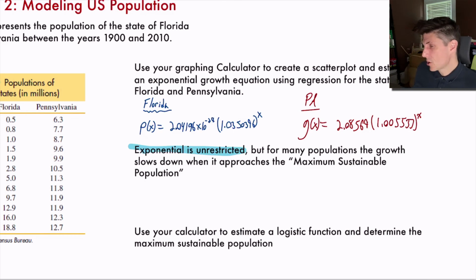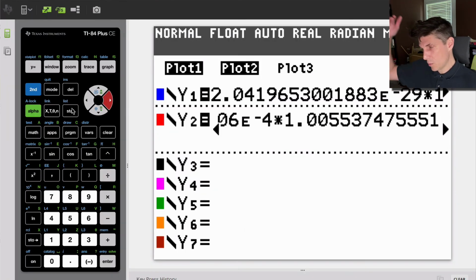So anyway, let's take a look now at one more thing. I know we've been at this for a while. Let's do a logistic regression, okay? It's funny how I spaced it out like that. I should slide that other part up. So it says use your calculator to estimate a logistic function. So let's look at both of these. We'll go Y3 and Y4. So Y3 will correspond to Y1. We'll look at Florida first.